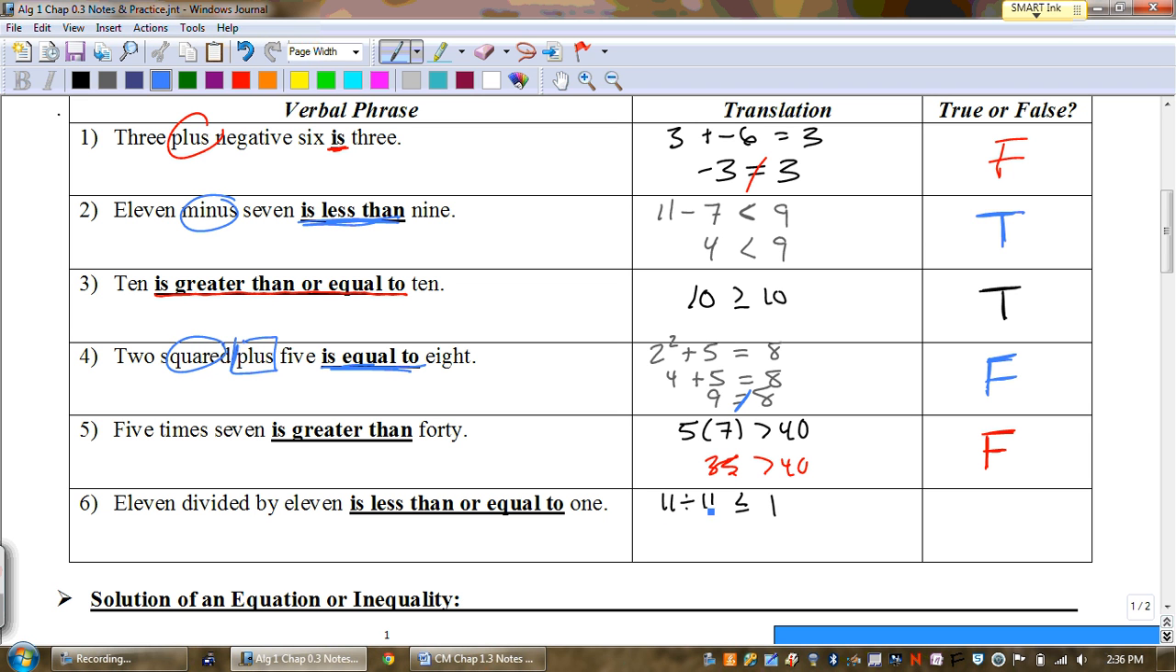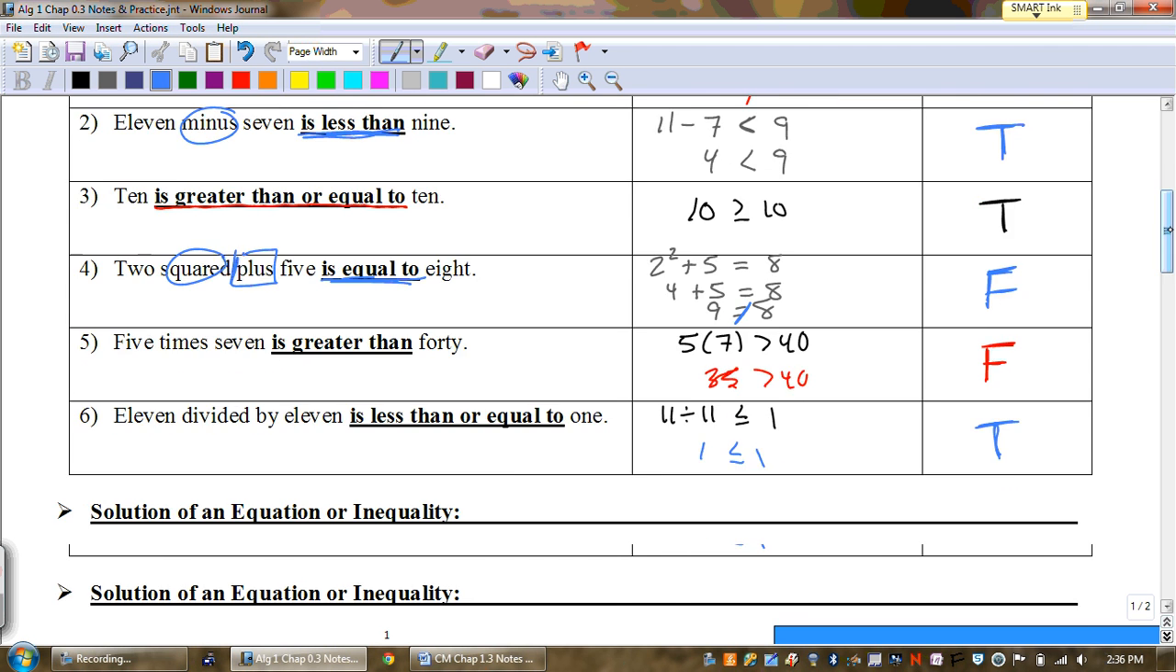Okay. And number 6, 11 divided by 11. Well, 11 divided by 11 is 1, and is 1 less than or equal to 1? Ding, ding, ding, ding, ding.